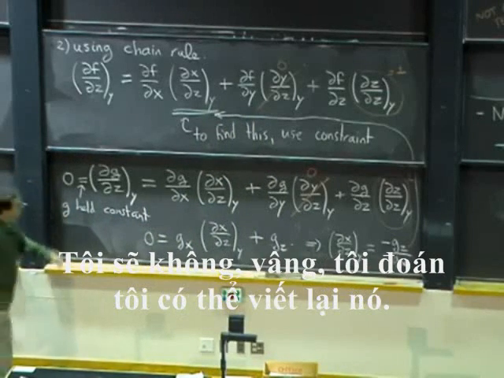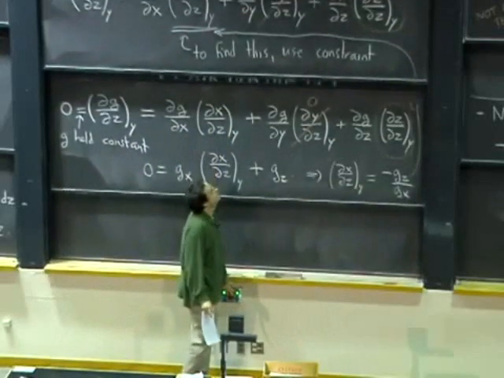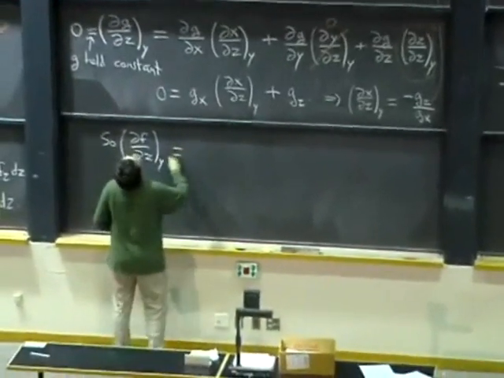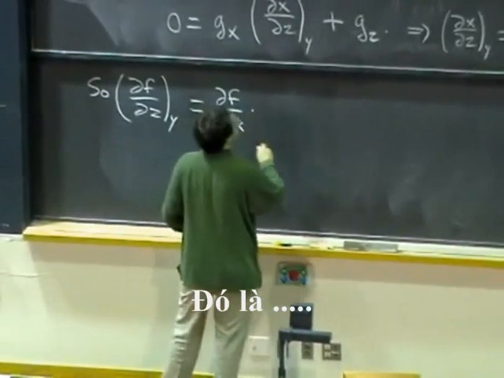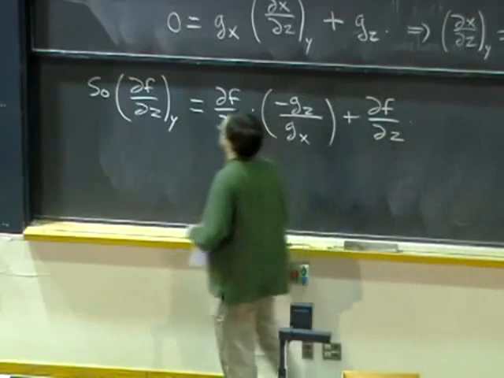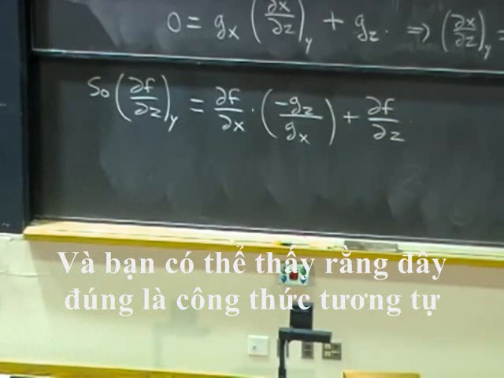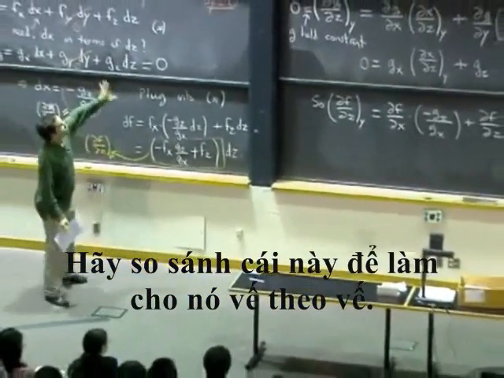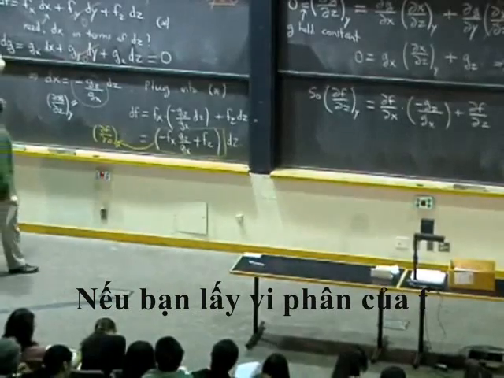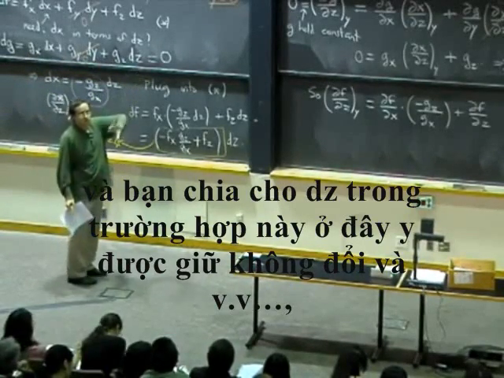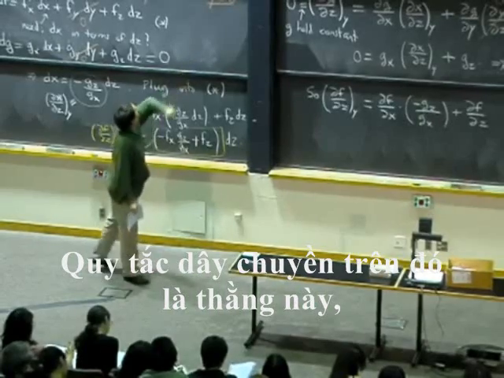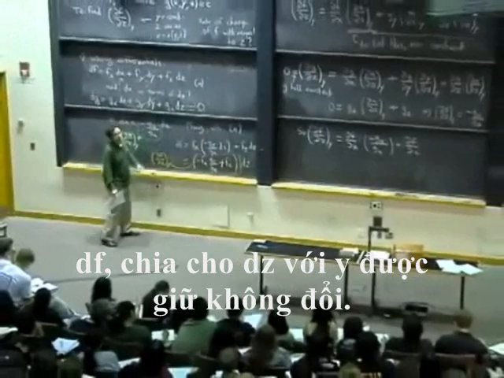I'm not going to, well, I guess I can write it again. So there was partial f, partial x times this guy, minus g sub z over g sub x, plus partial f over partial z. And you can observe that this is exactly the same formula that we had over here. In fact, let's compare these two methods side by side. I claim we did exactly the same thing, just with different notations. See, if you take the differential of f and you divide it by dz in this situation where y is held constant and so on, you get exactly this chain rule up there. Right? That chain rule up there is this guy, df, divided by dz with y held constant.